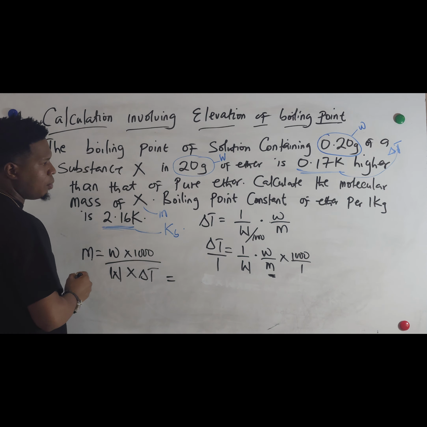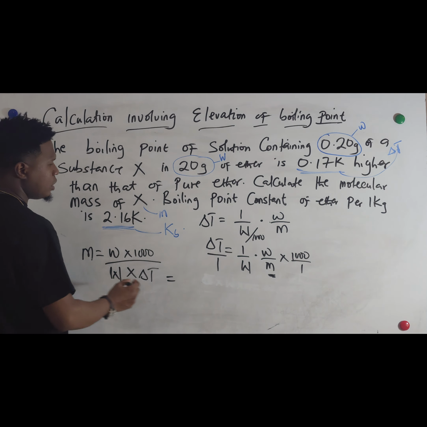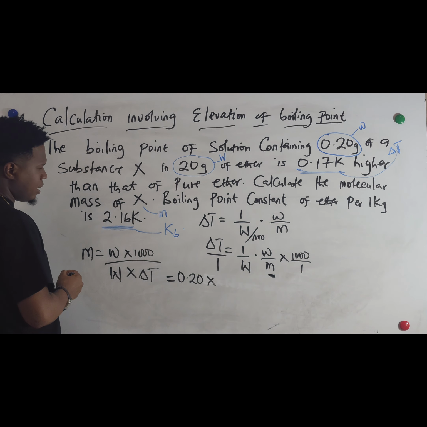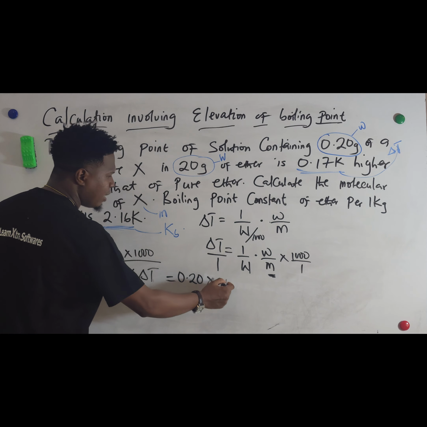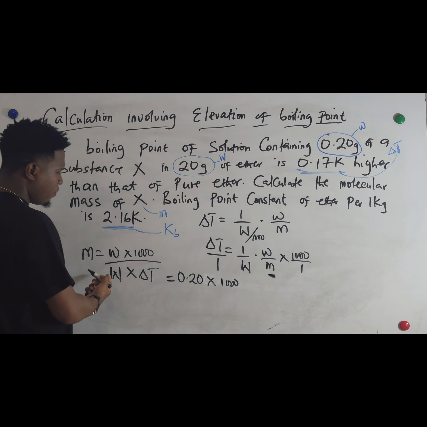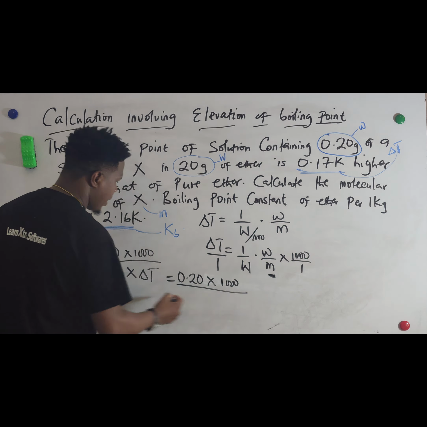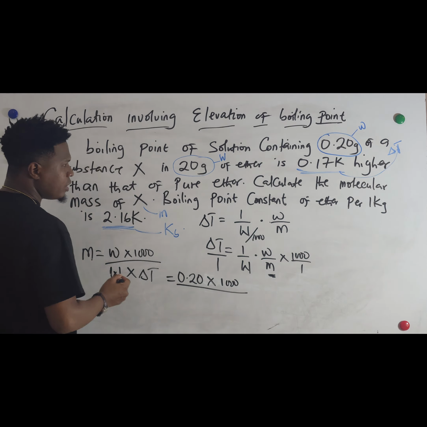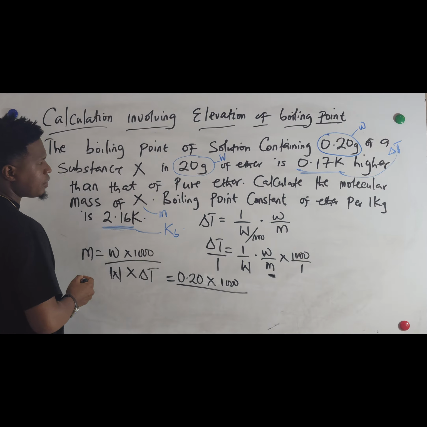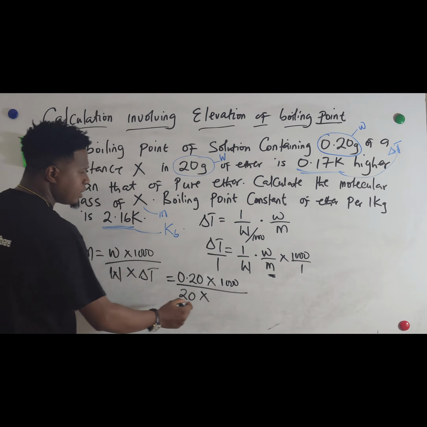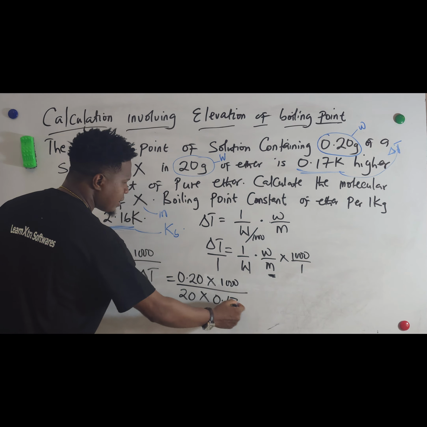So from here now, you can impute the values. So what is w? w is the mass of the solute, which is 0.20 times 1000. How did 1000 appear here? We are converting the mass of the solvent to kg, okay? So all over W. W is the mass of the solvent. What's the value? 20 grams. So 20 times change in T. Change in T is 0.17.